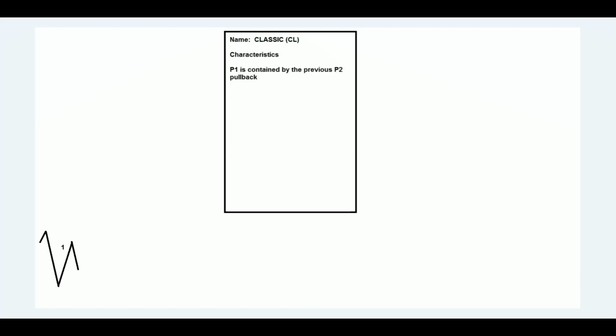Well, push 1 is contained by the previous push 2 pullback. That means you've got 3 pushes coming down here. Push 2 came down and pulled back, and 3 down, 3 down. Push 1 that we're looking at for a classic won't take out the push 2 pullback. It won't take it out. It's contained by it.